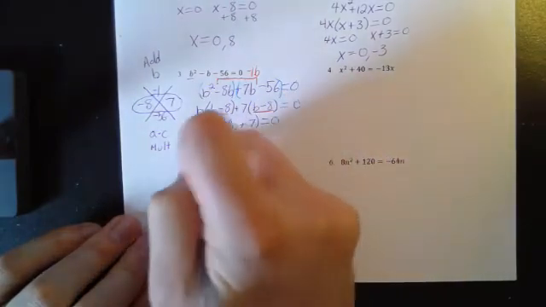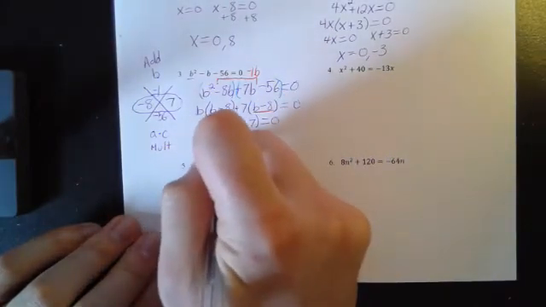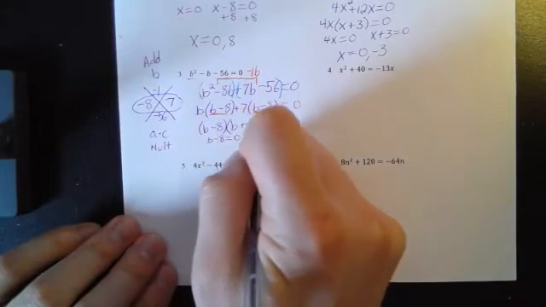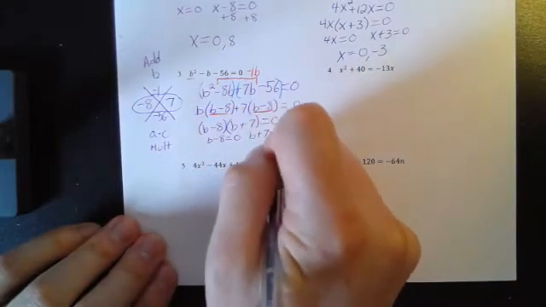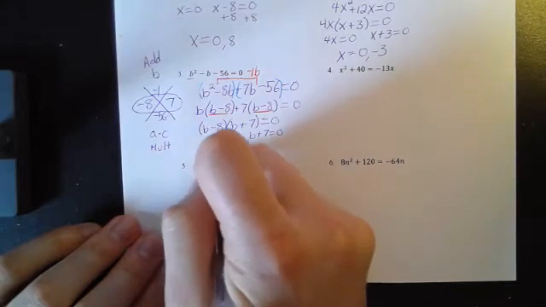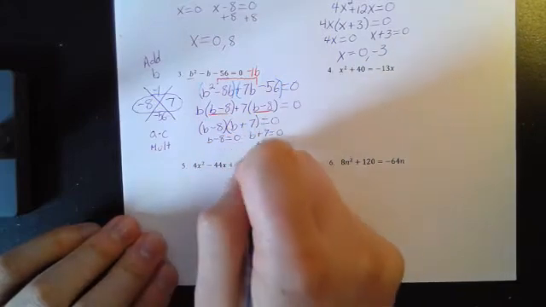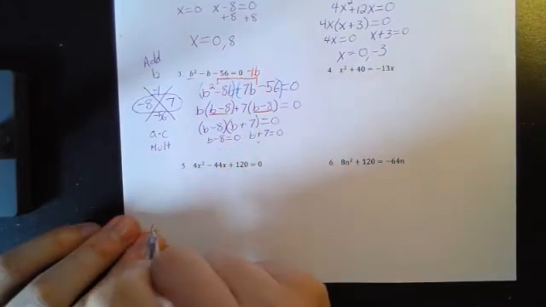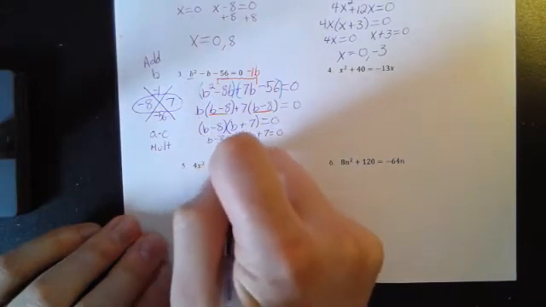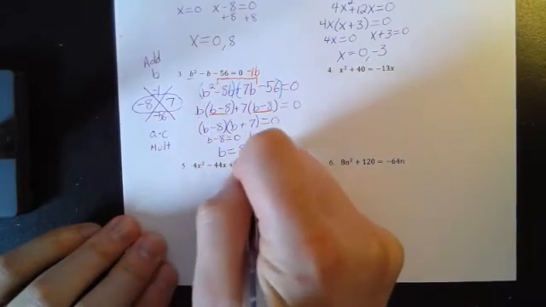Then using the zero product property, set both of these equal to 0. And then solve for b. So add 8 to both sides here, subtract 7 from both sides here. So you get that b is equal to 8 and negative 7.